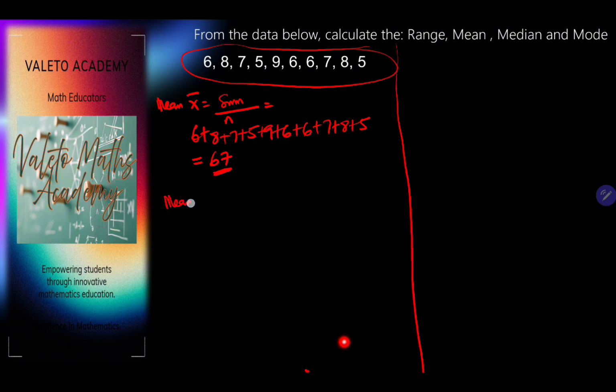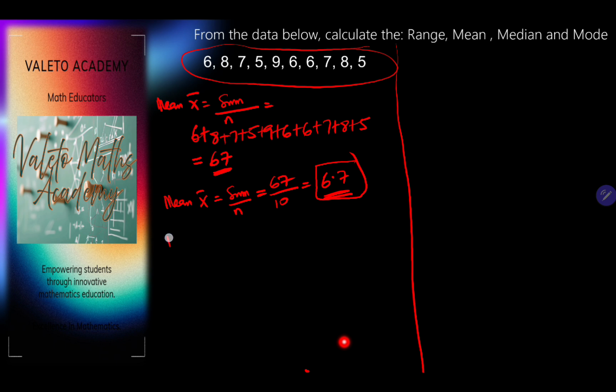The mean now, which is represented by x bar, is equal to the sum all over the number of elements in the data set, and the sum here is 67 divided by the number of elements in the data set, which is 10. This is equal to 6.7, and that's our mean. Okay, it's as simple as that. Then we look at the median.